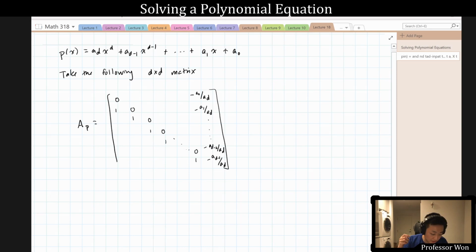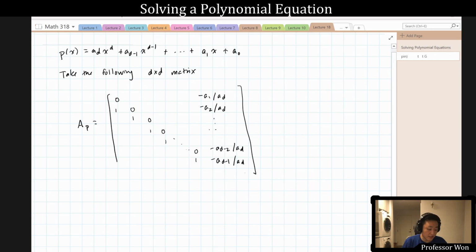Okay, I really should have written this more clearly, so let me write it clearer. Negative a1 divided by ad, negative a2 divided by ad, dot, dot, dot. The last ones are negative ad minus 1 divided by ad, negative ad minus 2 divided by ad. Okay, and this is basically just the answer.